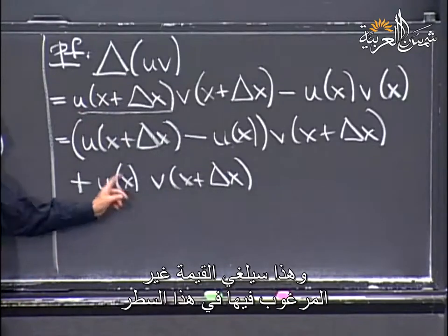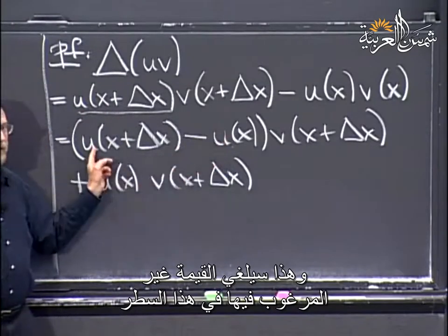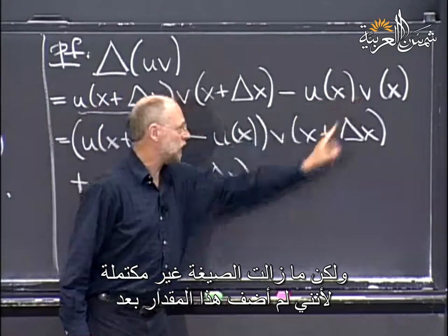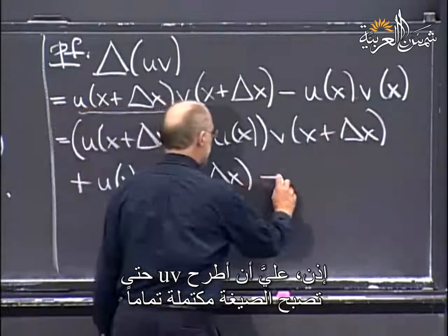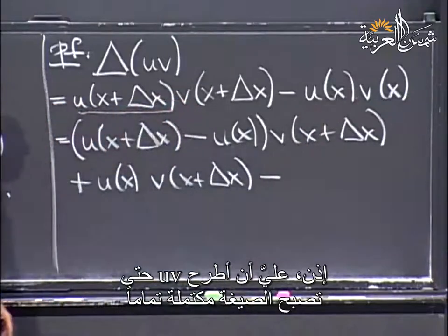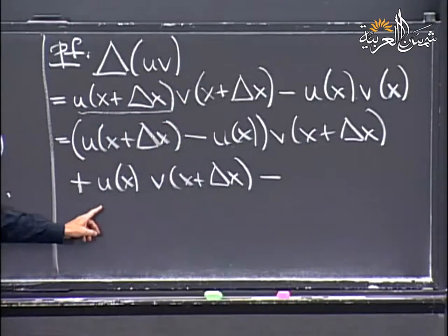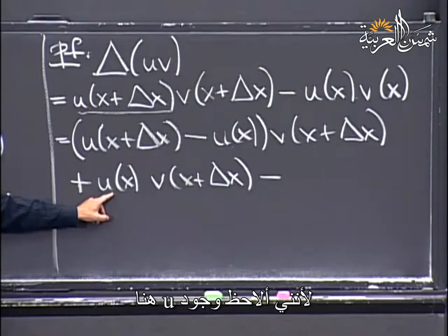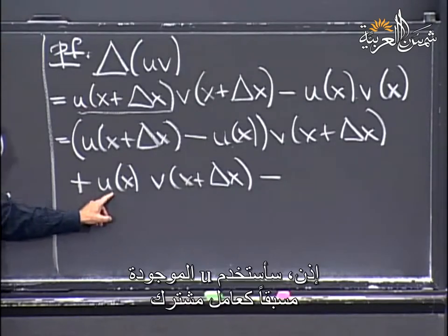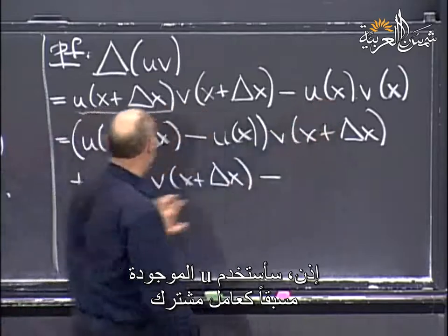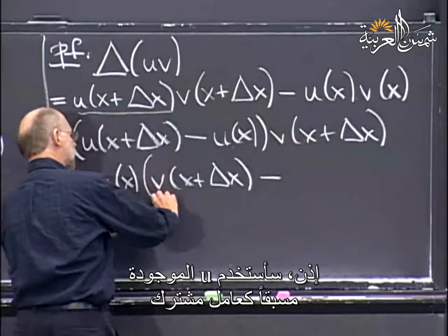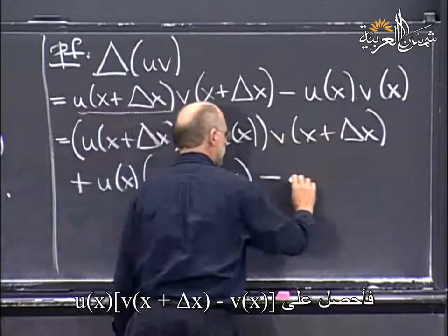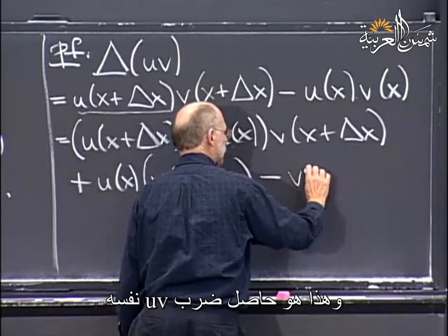Okay, now I've canceled off what was wrong with this line, but I'm still not quite there because I haven't put this in yet. So I better subtract off u of x times v of x, and then I'll be home. But I'm going to do that in a clever way because I notice that I already have a u here. So I'm going to take this factor of u and make it the same as this factor. And so I get u of x times this minus u of x times that. That's the same thing as u times the difference.